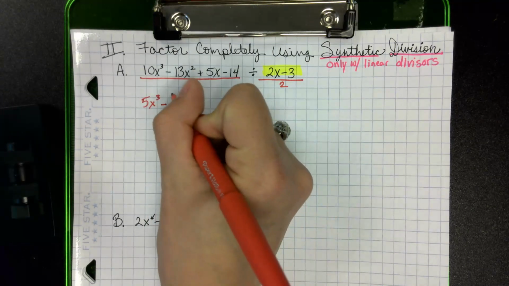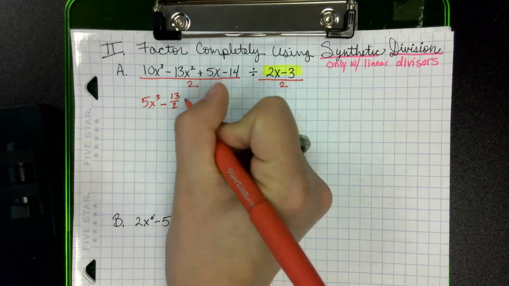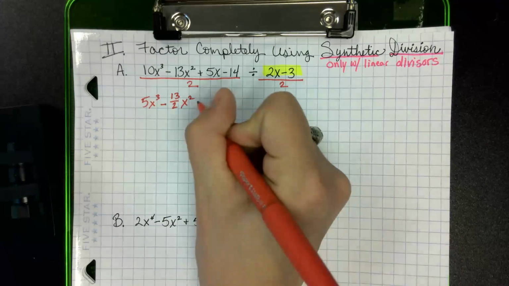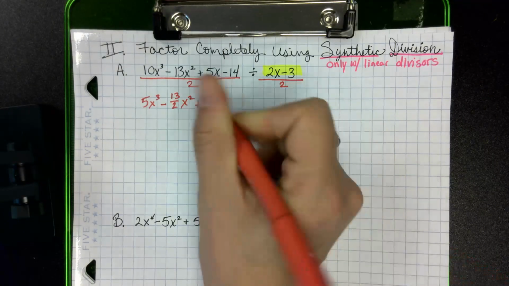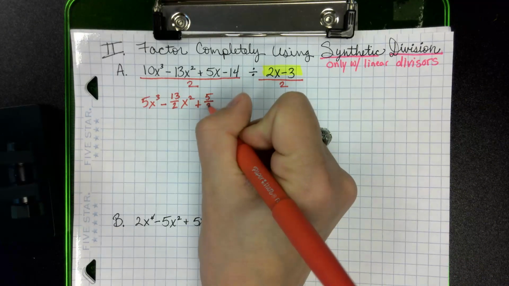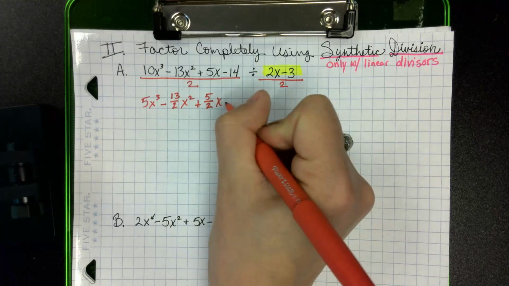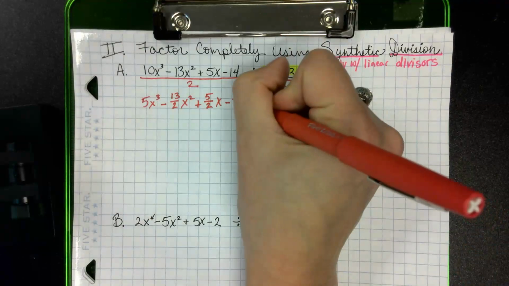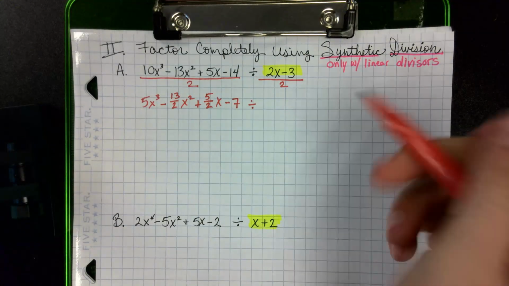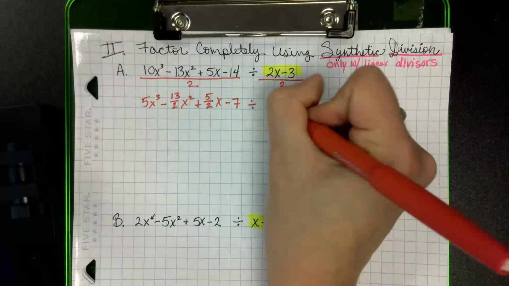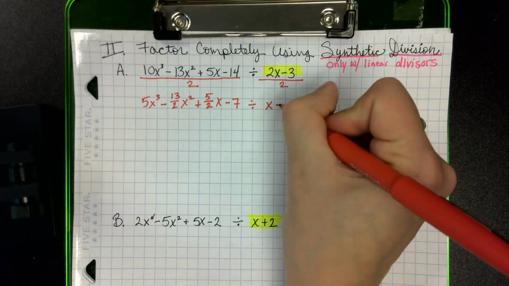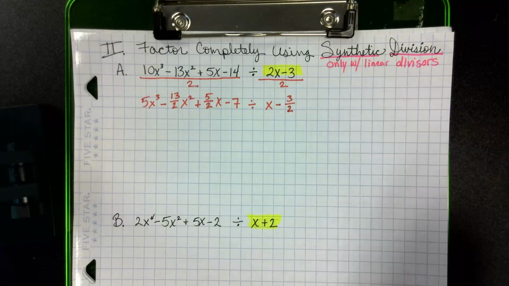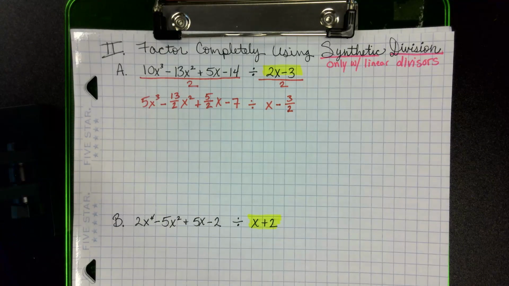So minus 13 over 2 x squared plus, well, 5 doesn't divide by 2 either, so I'm going to write it just as 5 over 2 x. And minus 14 does divide by 2, that's 7, so just minus 7, divided by my new divisor. So now I have 2x divided by 2 is just x, and minus 3 over 2. So yes, everything else became a fraction, but my lead coefficient of the divisor is now 1, and that's what I want. That's more important.